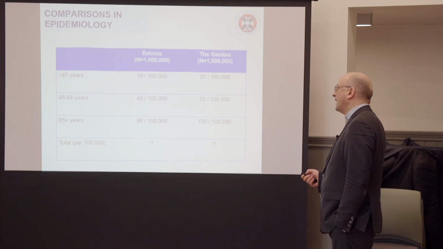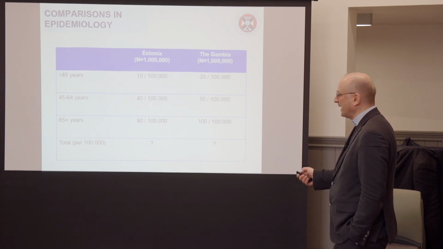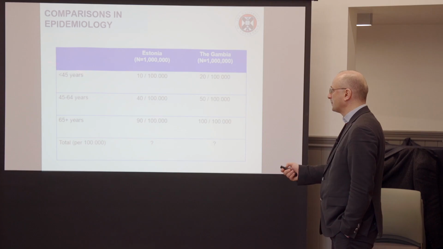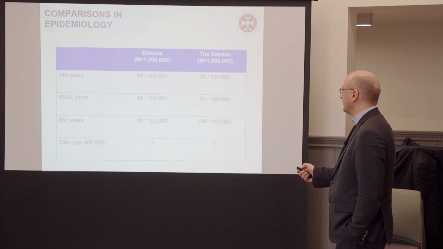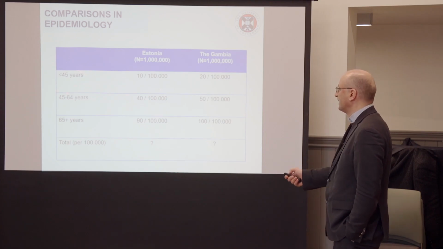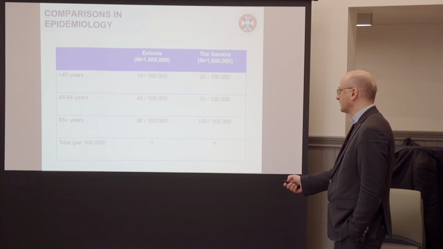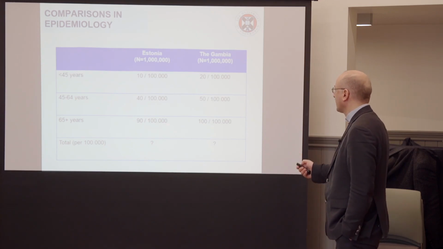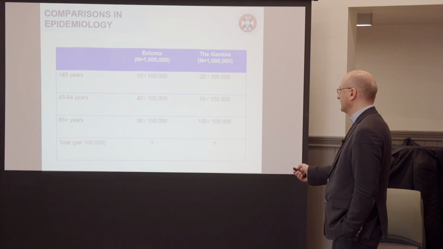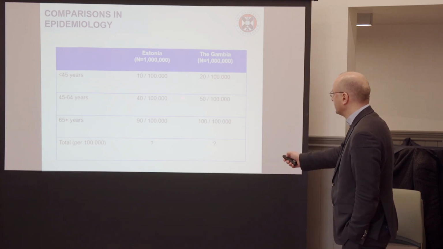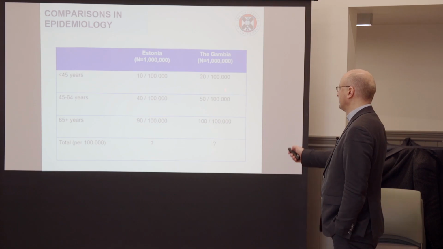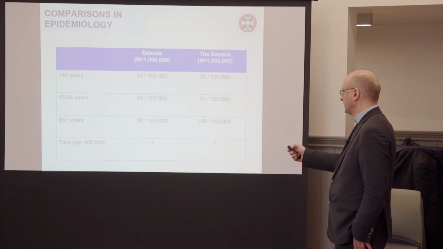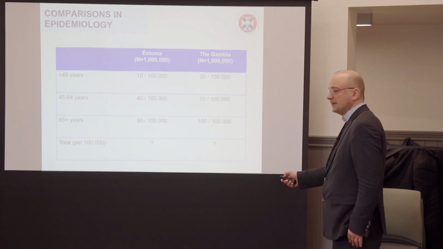Okay, so let's look at the age distribution in Estonia. In Estonia, for people less than 45 years, 45 to 64, and 65 plus, the incidences are 10, 40 and 90 per 100,000. Gambia: 20, 50 and 100. So if you look, the Gambian people have higher incidences of lung cancer in all age groups than Estonia. But then what is the total?